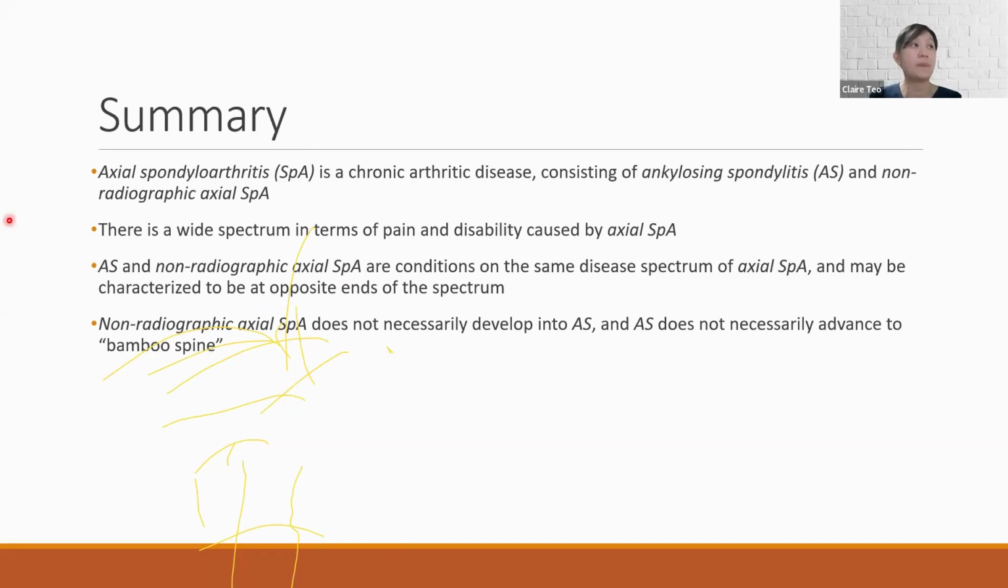So in summary, axial SpA is a chronic arthritic disease consisting of ankylosing spondylitis and non-radiographic axial SpA. There's a wide spectrum in terms of pain and disability caused by axial SpA. AS and non-radiographic axial SpA are conditions on the same disease spectrum of axial SpA and may be characterized to be at opposite ends of the spectrum. However, non-radiographic axial SpA does not necessarily develop into AS, and AS does not necessarily advance to bamboo spine.